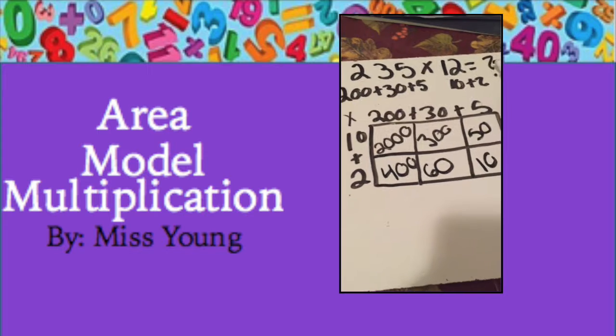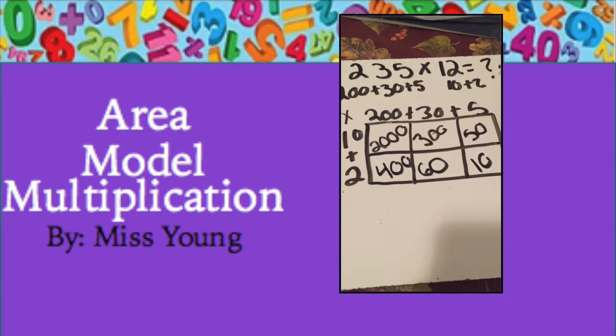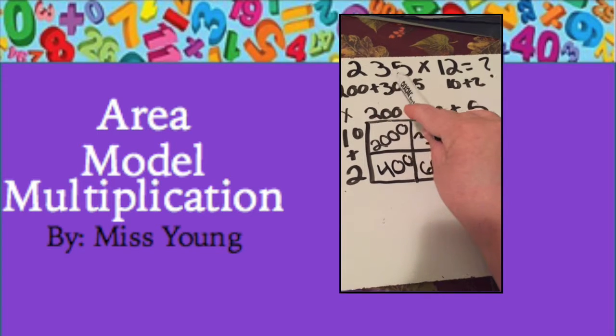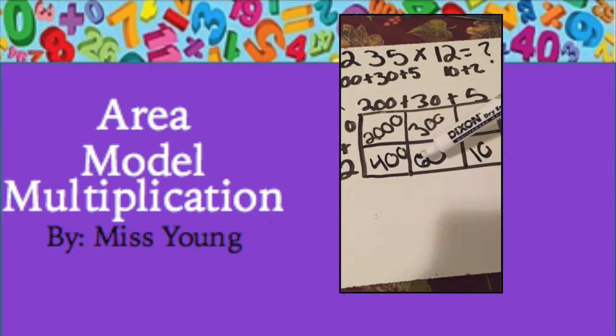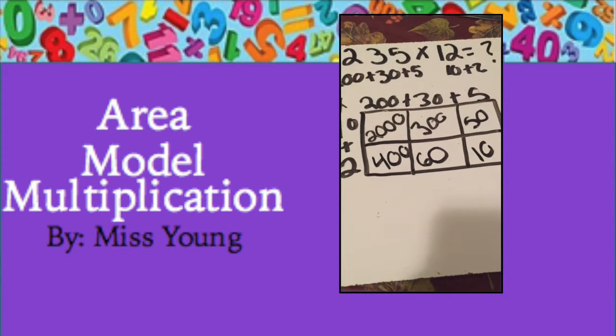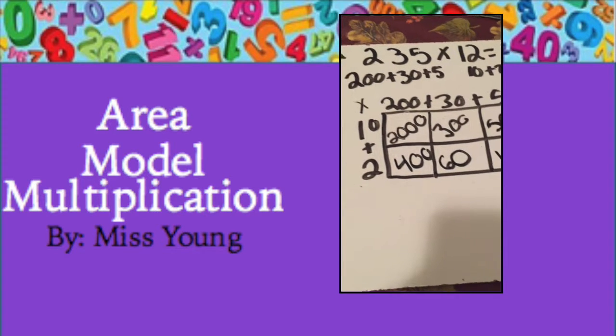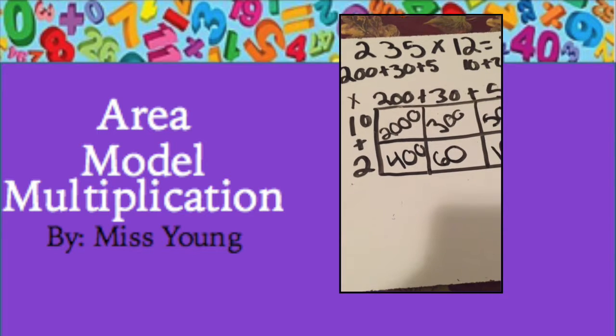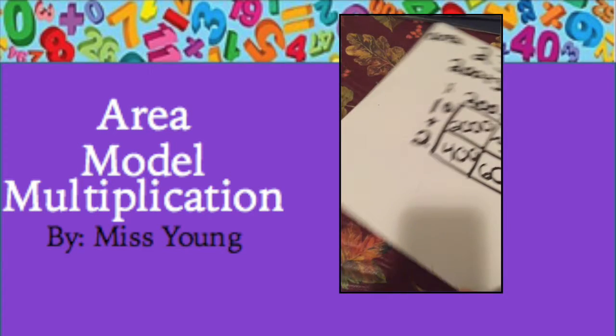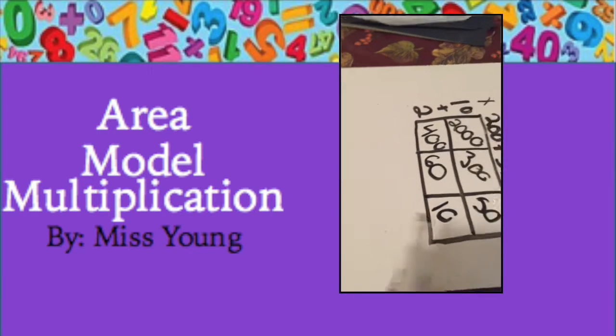Now, I need one product for my answer. I need to know what the total of 235 groups of 12 is. I have 6 totals here. So in order to find my one total, I need to put all of these numbers back together. And the way I'm going to do that is with addition. So I'm going to turn my board so that gives me room to write.